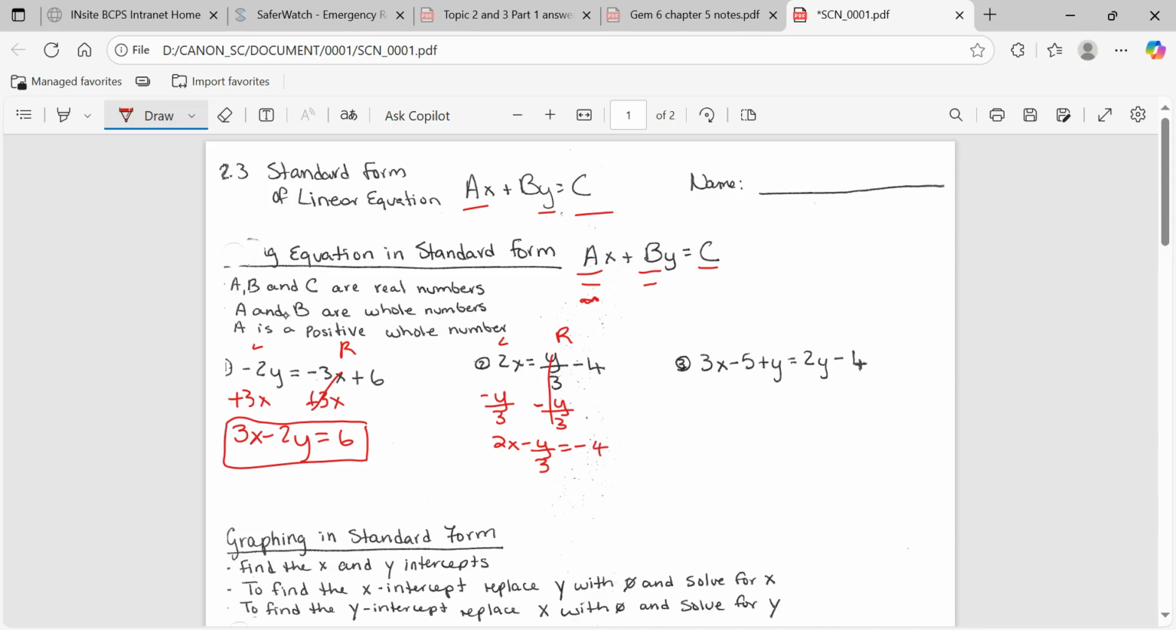Well, we also said that a and b had to be whole numbers, and this is not a whole number, it's a fraction. So I need to clean this up. I could get rid of that denominator by multiplying both sides by 3. So now 3 times 2 will give me 6x, and 3 times negative y will give me negative 3y, and that's equal to negative 12. I just did that so we could see where I'm going to get this negative y from. Ax by equals c. Yes, this is in standard form.